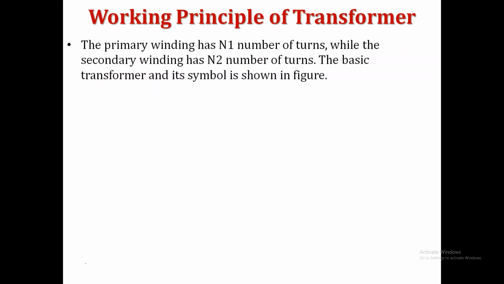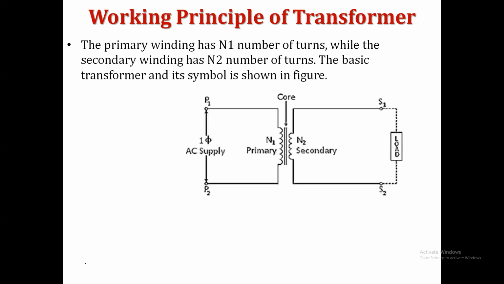Secondary winding. The primary winding has N1 number of turns while the secondary winding has N2 number of turns. The basic transformer and its symbol is shown in the figure. Now this is the symbol. This is the symbol of the transformer.